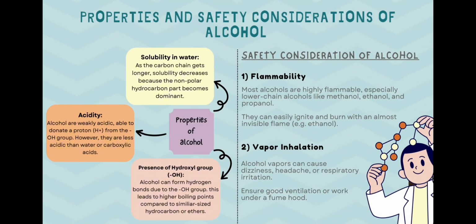Next, properties and safety considerations of alcohol. Here, there are three properties of alcohol. First, solubility in water. As the carbon chain gets longer, solubility decreases because the non-polar hydrocarbon part becomes dominant. Second, acidity. Alcohol is weakly acidic, able to donate a proton, H+, from the OH group. However, it is less acidic than water or carboxylic acid.